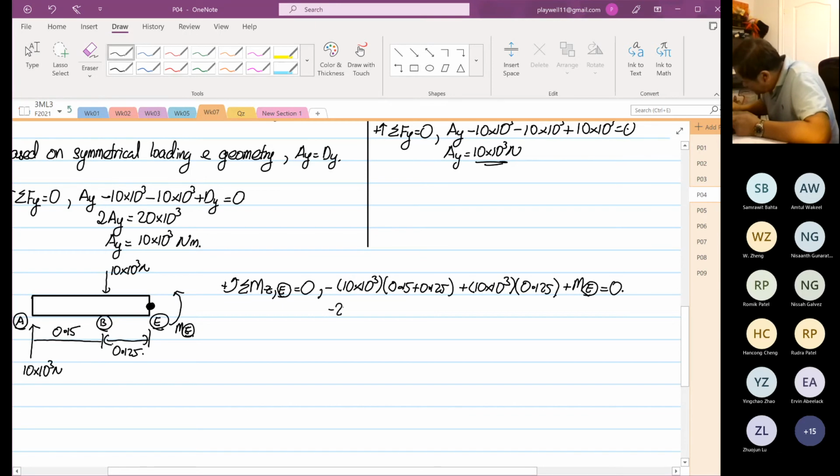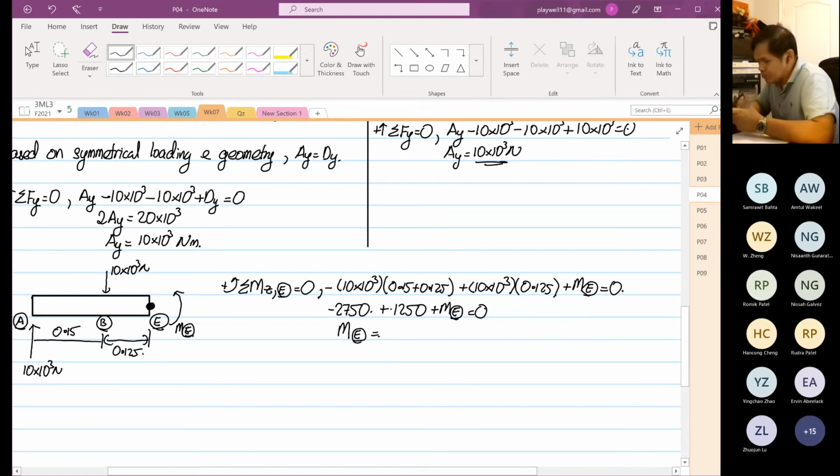So 0.15 plus 0.125 times 10 to the power of 3 is equal to 2,750. So minus 2750. Let me do this again. 0.15 plus 0.125 times 10 to the power of 3, 2750. Then plus 0.125 times 10 to the power of 3 is equal to 1250. So the moment about point E is equal to 2750 minus 1250, which is equal to 1500 Newton meter.